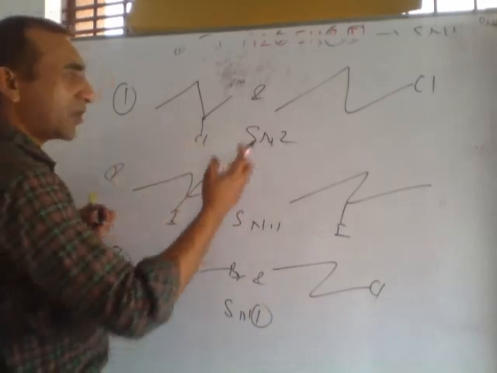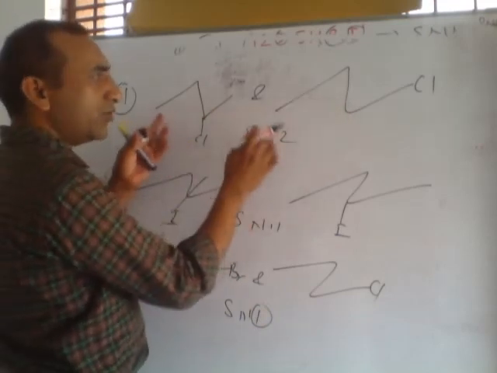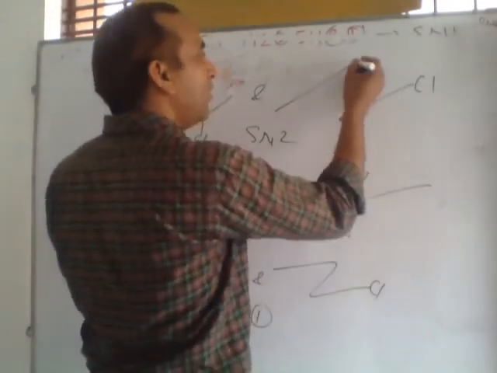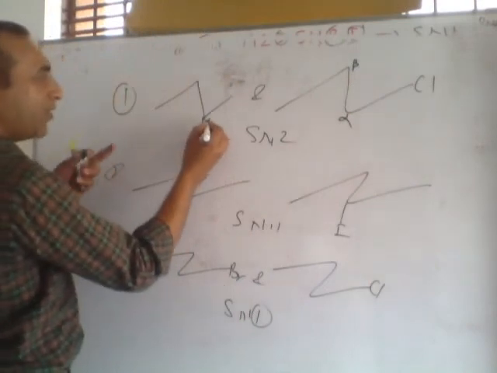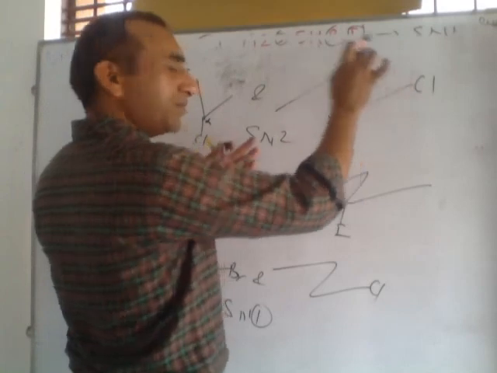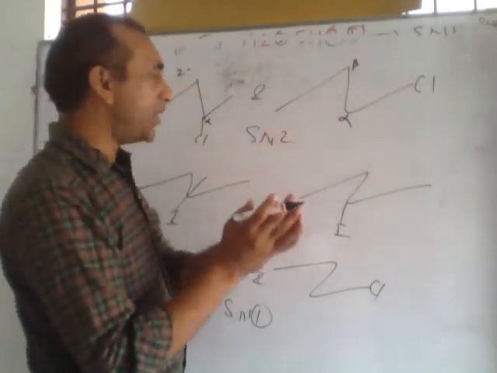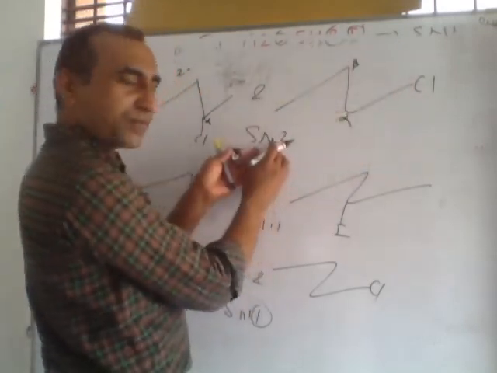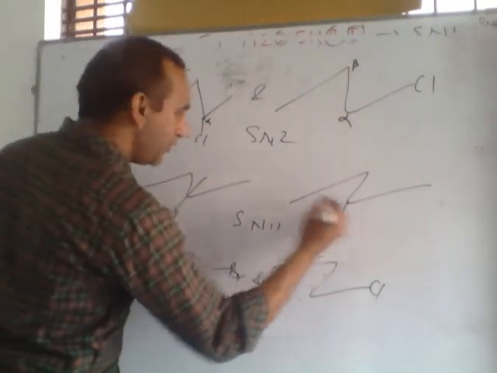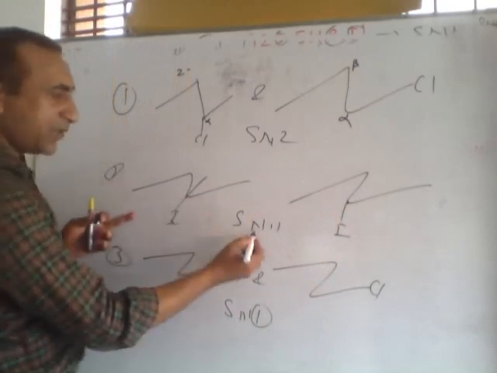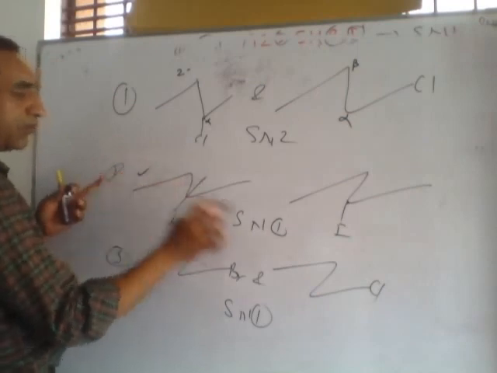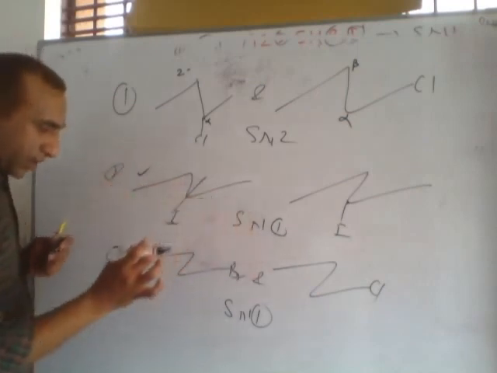SN2 means primary. Out of these two, which is primary? This is primary. How can we guess? This is alpha. From alpha there is only one beta. This is alpha. From alpha there are two betas. So this is secondary. This is primary. Primary RX is less steric in nature and gives the SN2 reaction. Out of these two, this is secondary, this is tertiary, and they are SN1. SN1 is given by tertiary. So this compound will give the SN1 reaction faster.